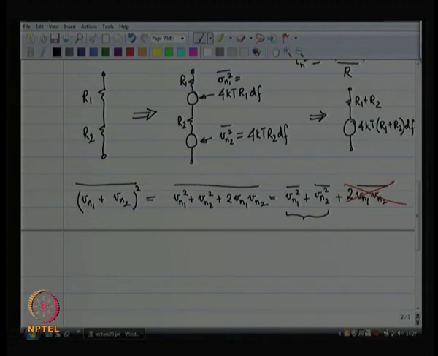And that fits perfectly well with my intuitive answer that if I put two resistors in series, R 1 and R 2, then the combination of the two should be equal to R 1 plus R 2. In terms of noise, this statement is also true.